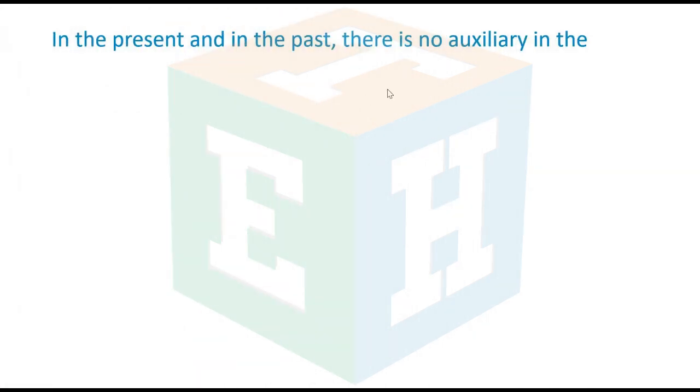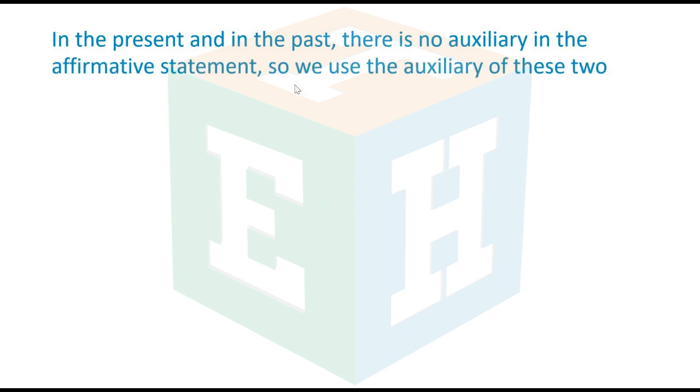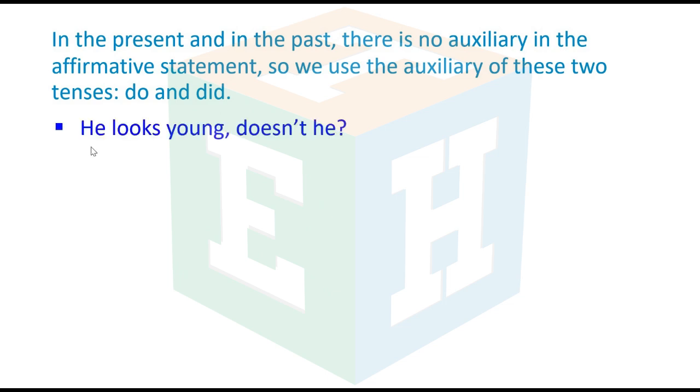In the present and in the past, there is no auxiliary in the affirmative statement. So we use the auxiliary of these two tenses, do and did. He looks young, doesn't he? Paul sent you a message, didn't he?